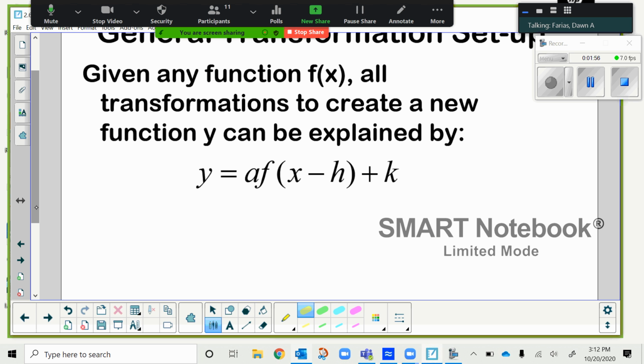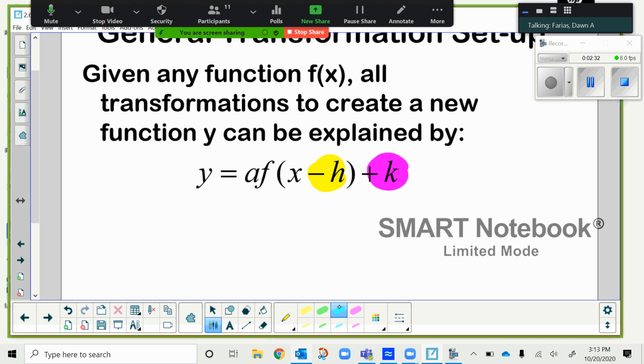Don't write this down here. I want you to just look. This y equals a f(x minus h) plus k is a general form for different modifications you can do to a basic function. Like, for example, if there's something inside with the x, that's a horizontal shift. That's an insider's lie, right? You're going left or right. If there's something outside with a k, that's your vertical shift, up or down.